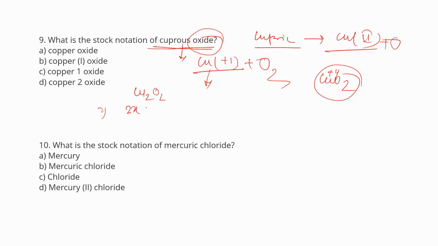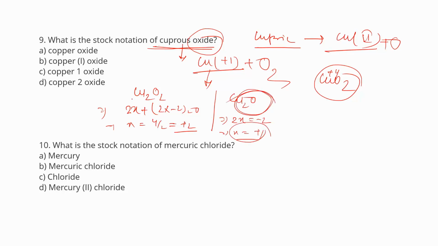it will have 2x plus 2 into -2 equal to 0. So x equal to 4 by 2, equal to +2. Now if we write Cu2O, then 2x equal to -2, so x equal to +1. So this is the structure.